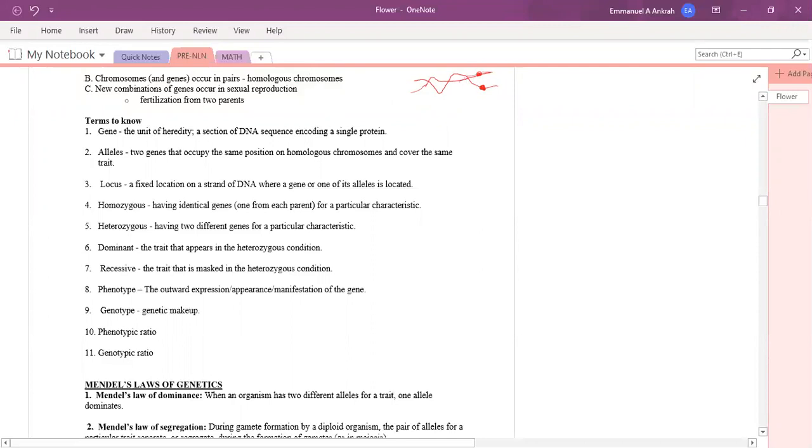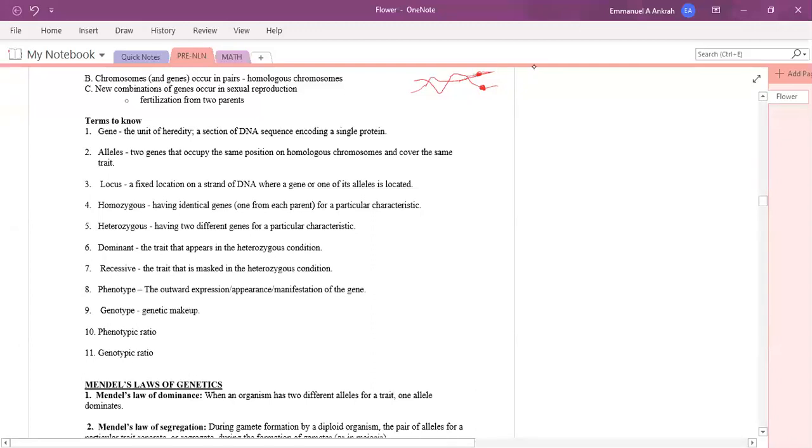And new combinations of genes occur in sexual reproduction, right? Fertilization from two parents. When there's fertilization, there's mixing of the genes, and that's what we're going to look at: what are the offspring that will come out of that? Some terms to know. You have to know what a gene is. A gene is a unit of heredity, a section of DNA sequence encoding a single protein, right?